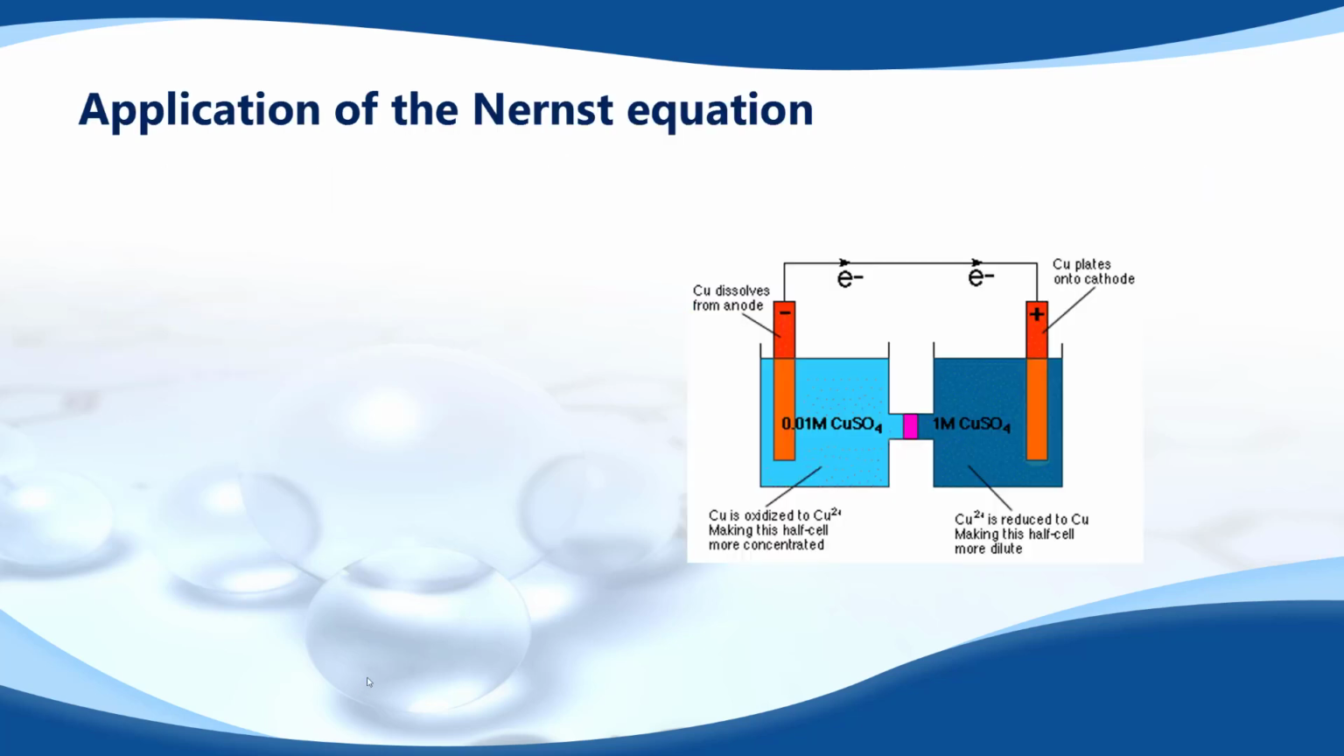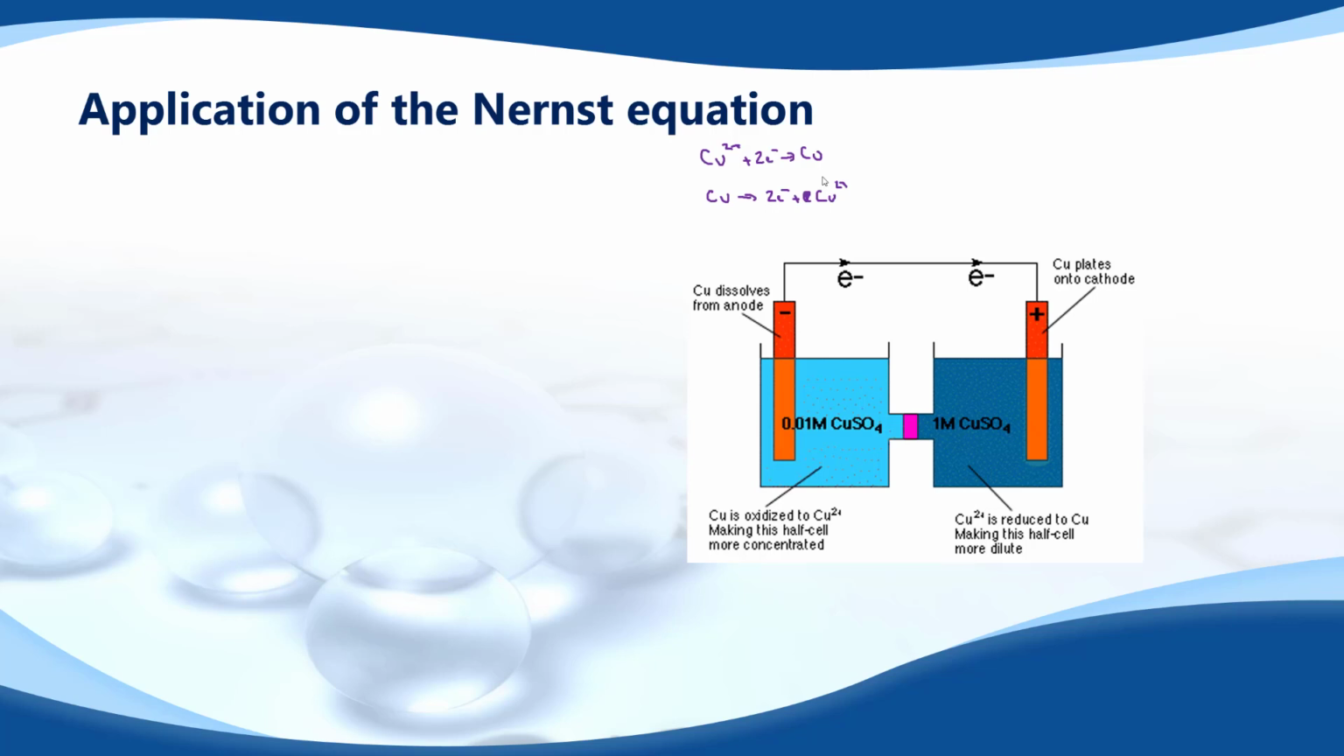Right? And a fairly cool application of the Nernst equation is something called a concentration cell. Right, so in this cell, what we have is 2 copper half reactions. One half reaction is copper 2 plus, picking up a couple of electrons to become copper metal, and the other is going to be copper metal losing 2 electrons to become copper 2 plus.